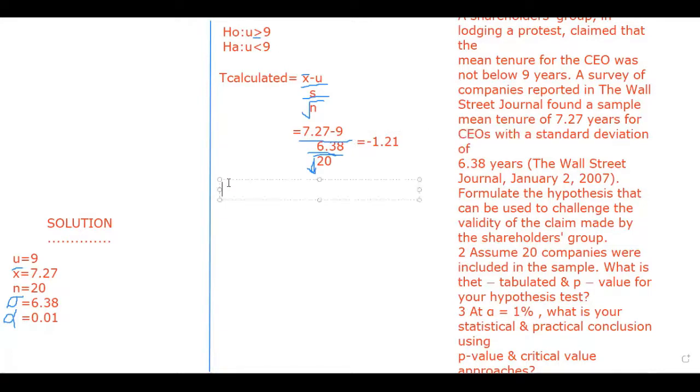So we are going to find our T critical. This one should also be at our fingertips: degrees of freedom at the alpha. Degrees of freedom is n minus 1. What is n? n is 20, so 20 minus 1 is 19. Then comma, they give us alpha as 1%, 0.01. So you use this to track our critical value.